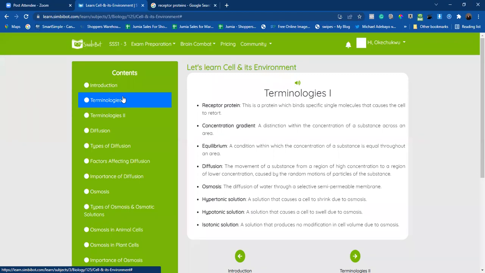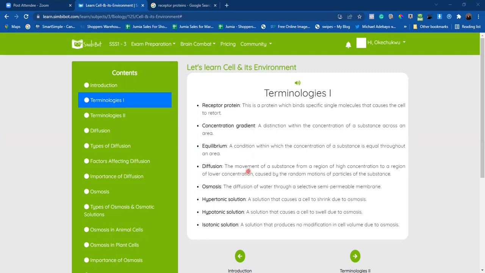So when we have an area of higher concentration distinct from an area of lower concentration, we can say that we have a concentration gradient. All right. A distinction within the concentration of a substance across an area. So when we talk about an equilibrium, it is when they are evenly distributed, equal throughout an area of lower concentration, area of higher concentration. There is no distinction.